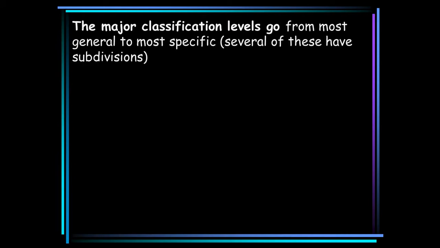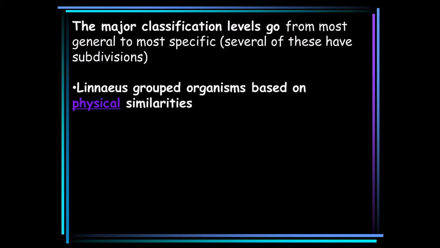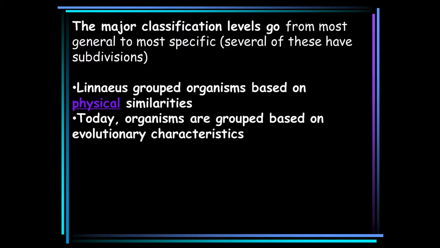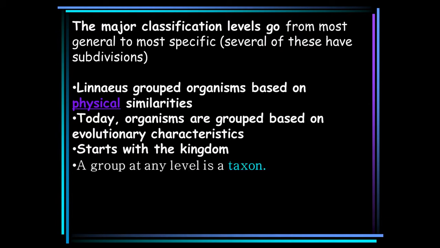Let's talk now about the major classification levels, going from the most general to the most specific. And remember that these are identified based on similarities that the organisms in that classification level share. Several of these classification levels have subdivisions. Linnaeus grouped organisms based on their physical similarities, but today, organisms are grouped based on evolutionary characteristics. So characteristics that have evolved along with the organism over time. The major classification level starts with the kingdom, and a group at any level is called a taxon, which is where we get taxonomy from.